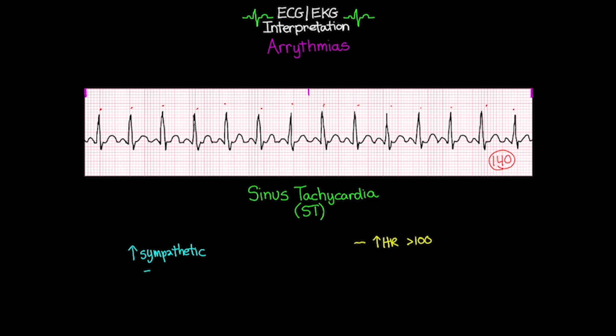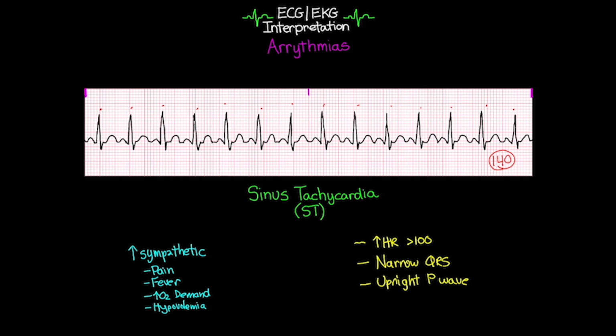So these can be things like your patient's in pain, they have a fever, they have an increased oxygen demand, or even things more serious like hypovolemia. Now, once again, we're calling this a sinus beat. Therefore, we're going to have that narrow QRS and, of course, an upright P wave.